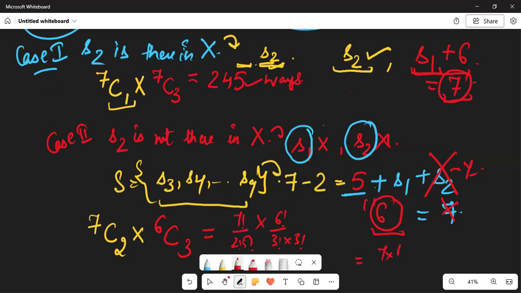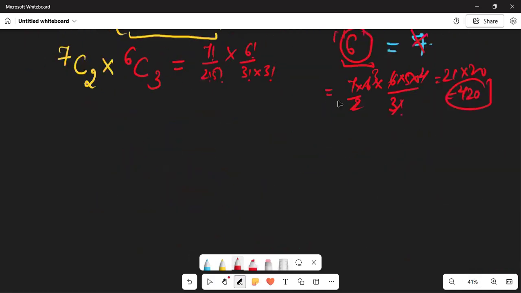That means we have 21 into 20, 420 ways. 420 ways. As case 1 gave us 245 ways, case 2 gives us 420 ways. So in total, we have 245 plus 420 equals to 665 ways.